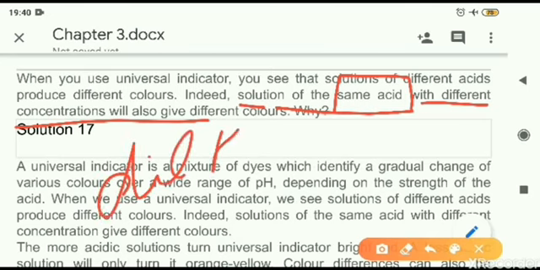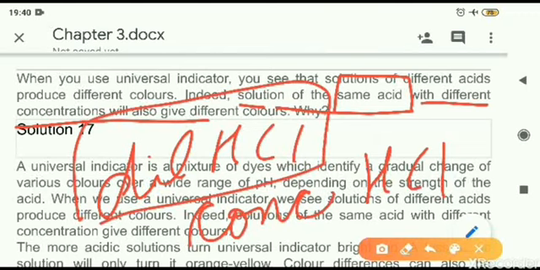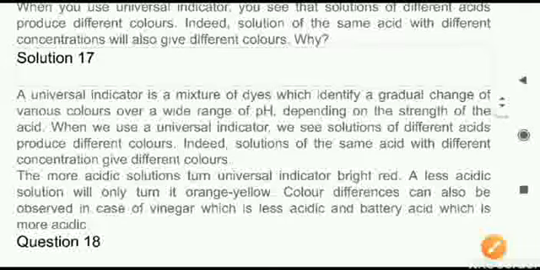If we take dilute HCl and if we take concentrated HCl, both are the same acid only. One is in dilute form, one solution is in concentrated form. Dilute HCl will have a lower concentration of hydrogen ions. So in that case, it will show a different color in the universal indicator because it has less acid in it. Dilute HCl has more water and less acid. So that will show a different color as compared to the concentrated solution. Concentrated has a greater amount of acid. So that is why the difference will come. The answer you can read here.